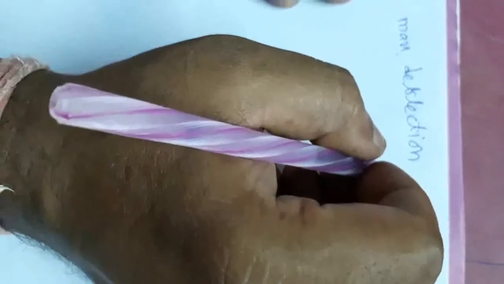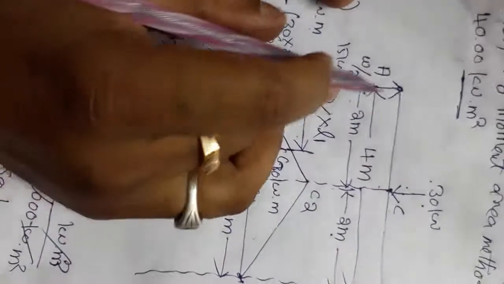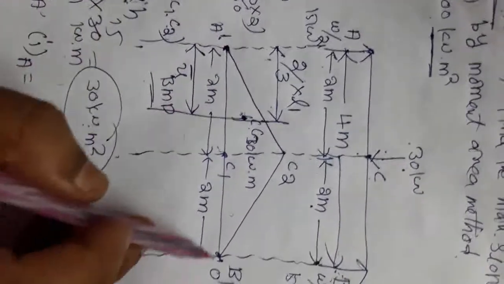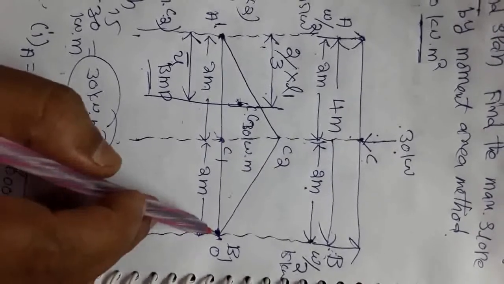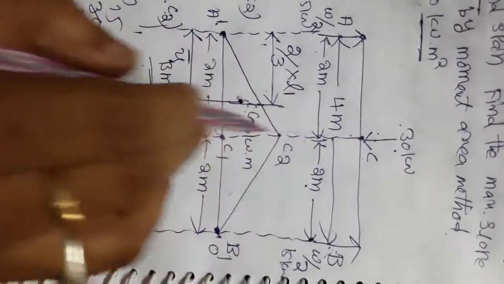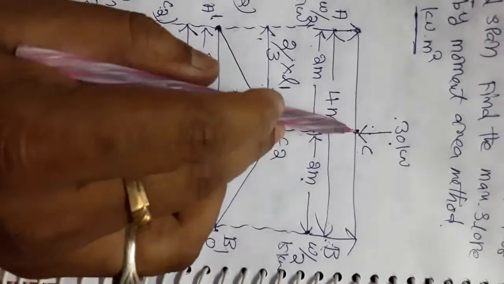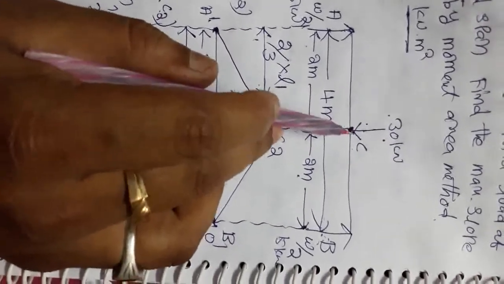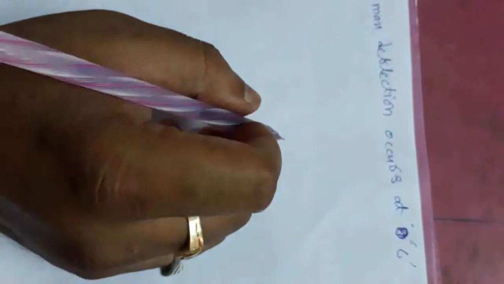And next, after getting the x bar value, I am going to find the maximum deflection. The maximum deflection occurs at the middle portion of the beam for a simply supported beam carrying a point load at center. Why? Because the moment at the supports is 0, but the maximum deflection occurs at the center point. This center point is assumed as C, so the maximum deflection occurs at C.